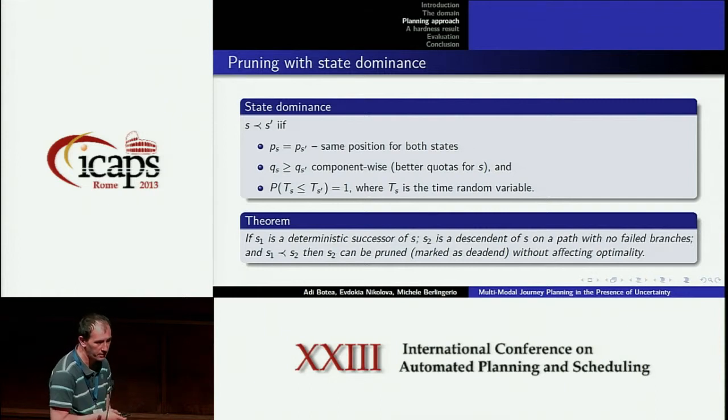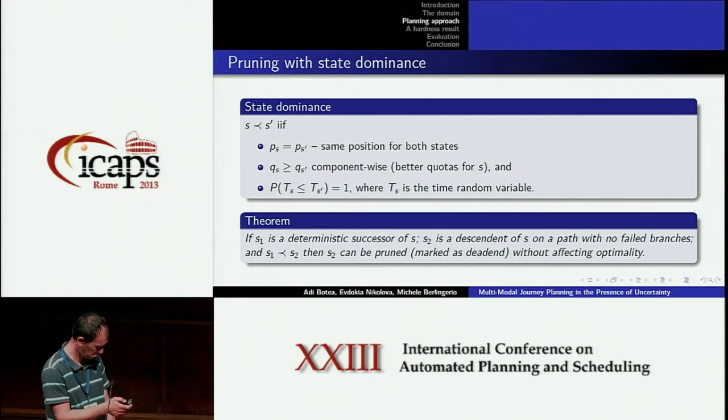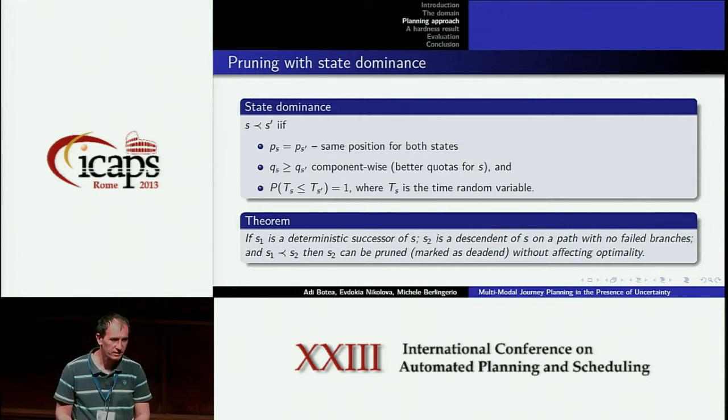And we have a theoretical result that tells us when it is safe to prune with state dominance in our state space. And notice that here we talk about looking for optimal plans. As we will see later in the experiments, this is quite an important keyword, actually. And the idea is very simple, really. So S1 is a deterministic successor of a state S, and S2 is a descendant of the same state S on a path which contains no failed branches. So all the branches on that path can be either successful branches or deterministic branches. And in that case, if S1 dominates S2, then we can prune away S2 by assigning a cost of infinity to it.